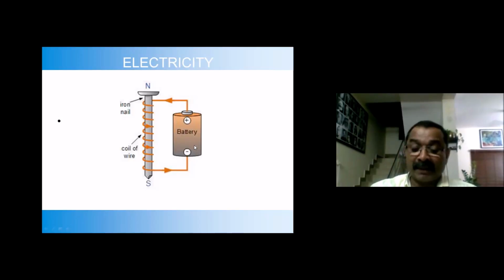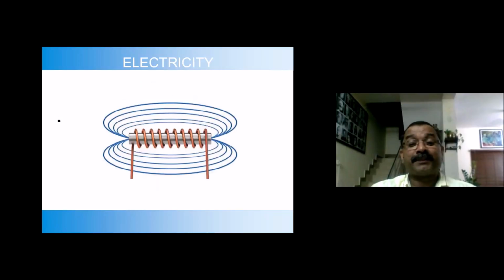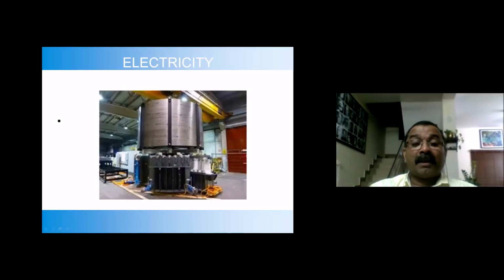You may try this experiment at home. Again, it's a magnet, and the magnetic lines are shown here. Again, this is a magnet, a very huge magnet.